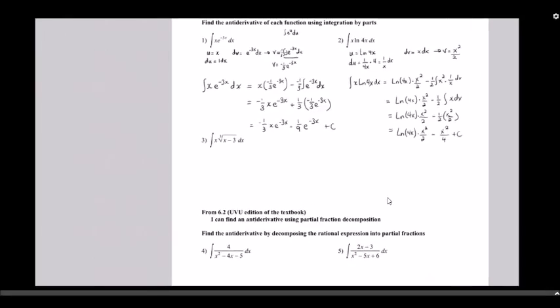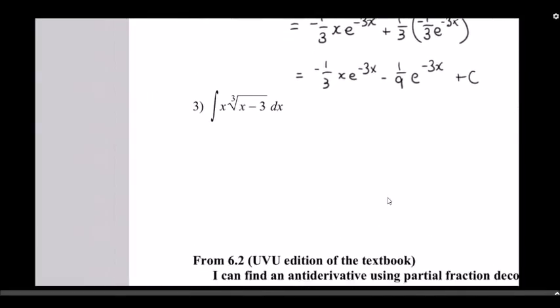For question 3, remember it makes more sense to not use radicals but rational exponents. So this is really x times x minus 3 raised to a power of 1/3. Let's look at it that way.